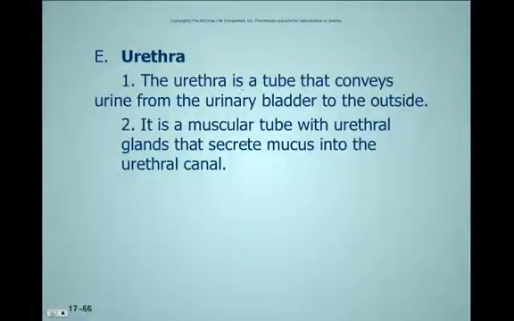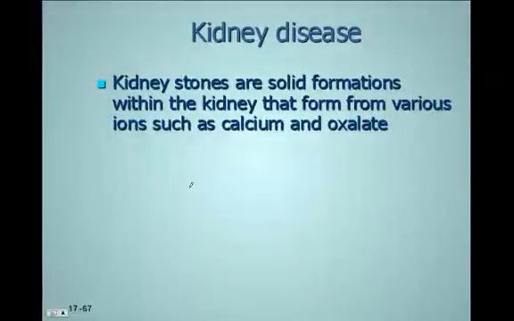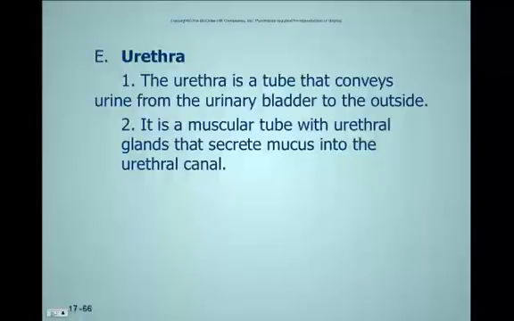The urethra is just a tube that conveys urine from the urinary bladder to the outside. It's a muscular tube with what are called urethral glands that secrete mucus into the urethral canal. And that secretion of mucus helps to line the urethra so that you don't have damage and friction occurring with fluid being pushed through that urethra.